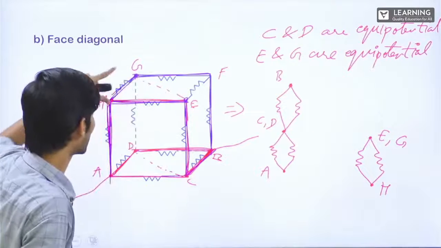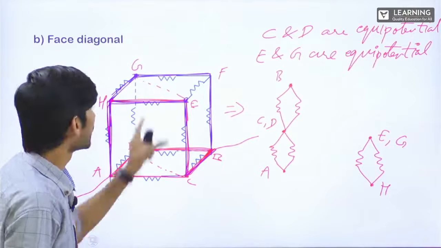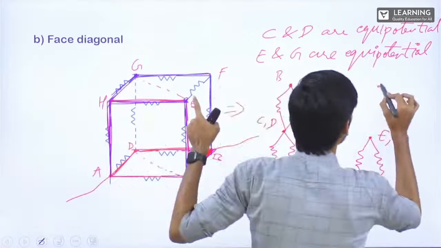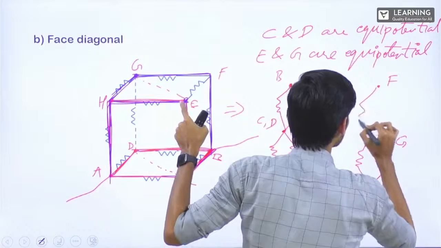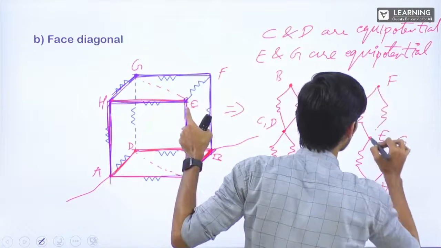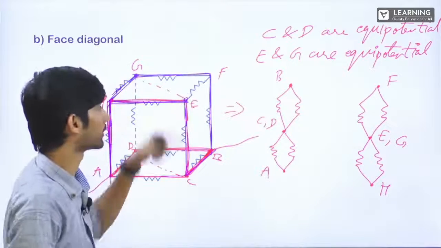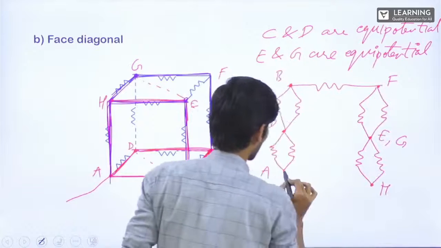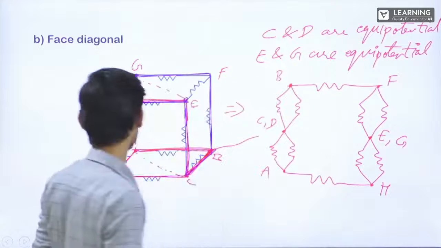See, these 2 will become parallel if I join this. Then F and G, F and E will also become parallel. F and G are having one resistance, F and E are having one resistance between. And F and B are connected directly. A and H are connected directly.